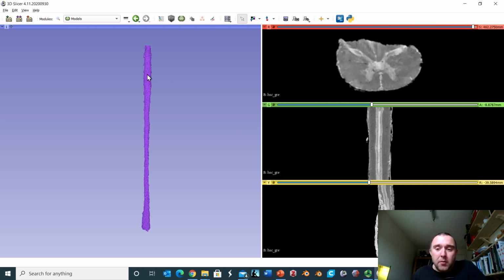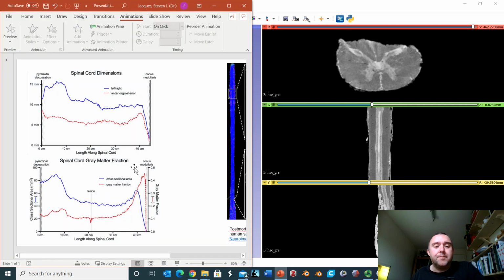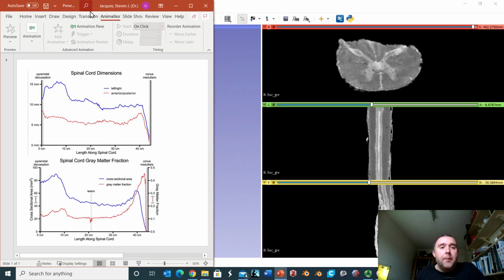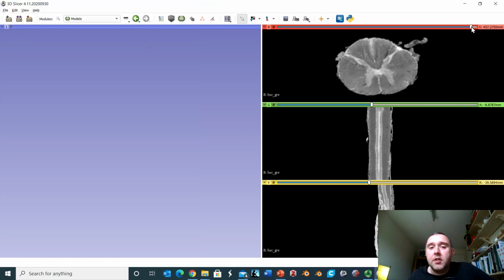Now, in the paper where this data was published, the workers actually quantified some parameters here. So what we'll do next is bring up a graph and just correlate that to what we see in the transverse sections. So here we've got a graph on the left hand side showing some numbers relating to white and grey matter and also the dimensions of the cord. So we're starting right at the top here.